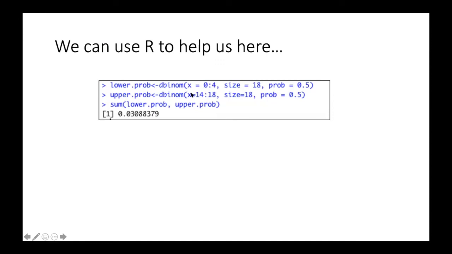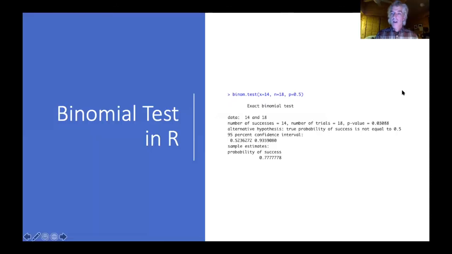And we're going to save each of those probabilities into this object. And then to calculate our probability, or our p-value, in our binomial test, I'm just summing together all of these probabilities from the lower end of the distribution and the upper end of the distribution. Okay? And if we were to do this for this example, we would calculate a p-value for our binomial test of 0.03.